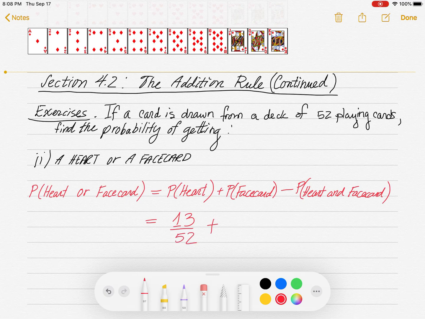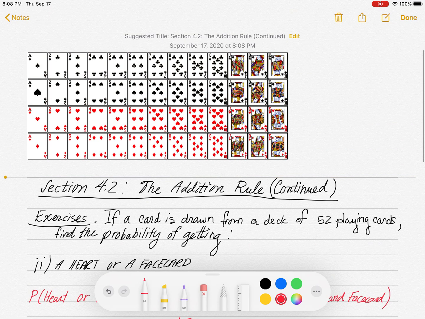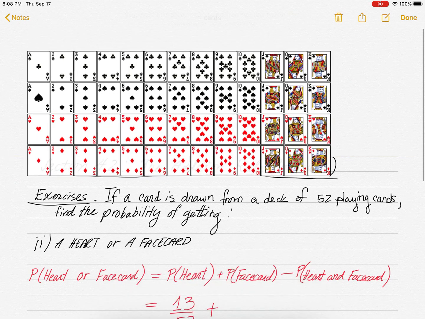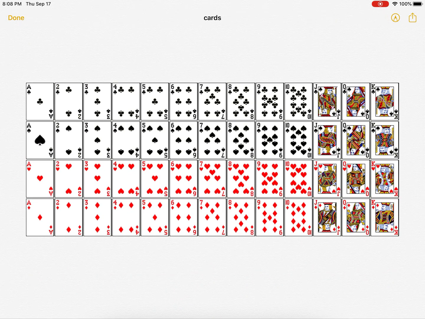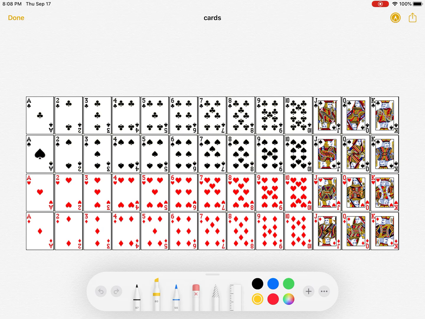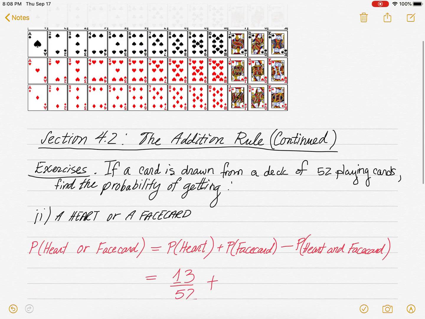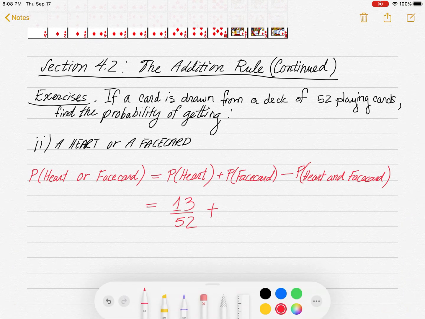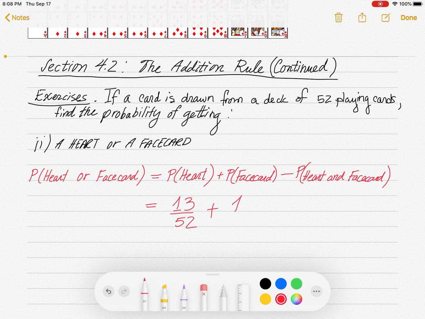Now, what about a face card? Let's see. Face cards, these guys right here, right? There are 3 types of face cards: Jack, Queen, and King. But there are 4 suits, so it's a total of 12. So the probability of getting a face card is 12 out of a total of 52 cards. 12 out of 52.